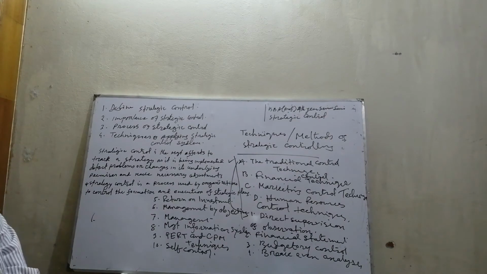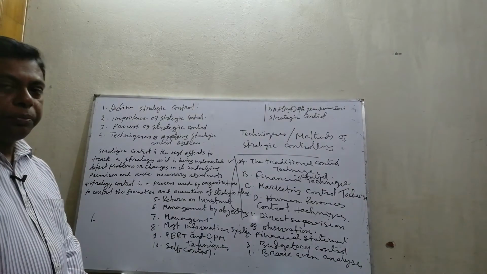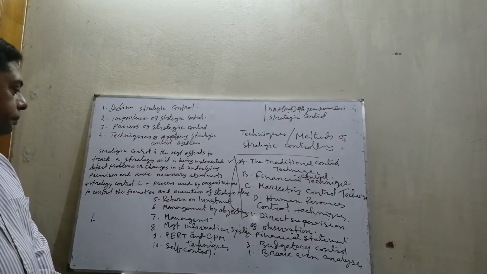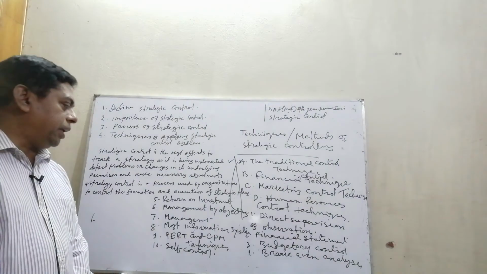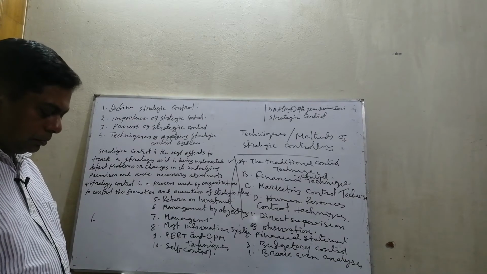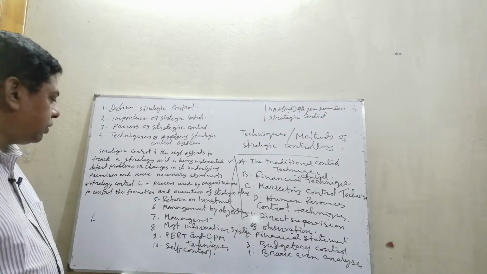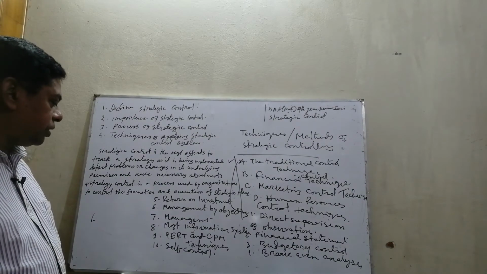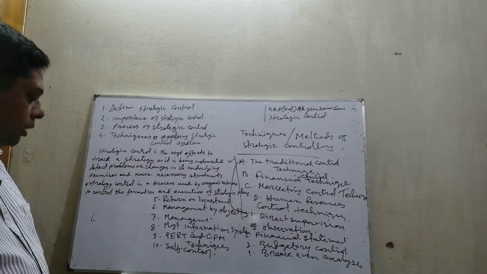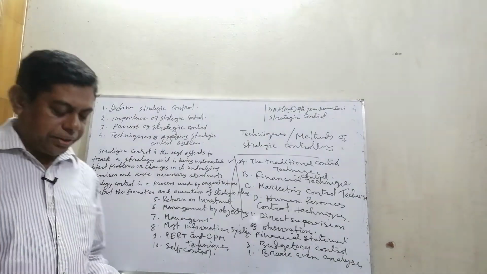In the traditional control system: direct supervision and observation, financial statement, budgetary control, break-even analysis, return on investment, management by objectives, management audit, management information system, PERT and CPM techniques, and the last one, self-control. That is the traditional control technique.